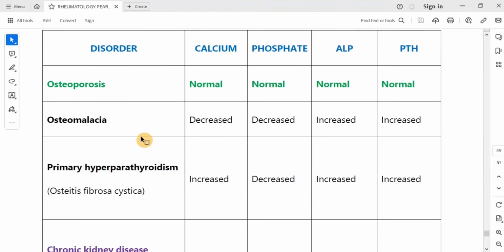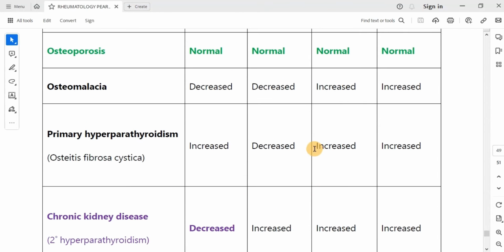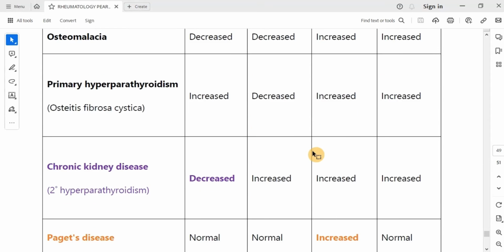Primary hyperparathyroidism means no renal impairment. We'll get elevated parathyroid level, and parathyroid level is directly proportional to calcium, inversely proportional to phosphate. So increased parathyroid means increased calcium, low phosphate. ALP is also typically seen to be raised.